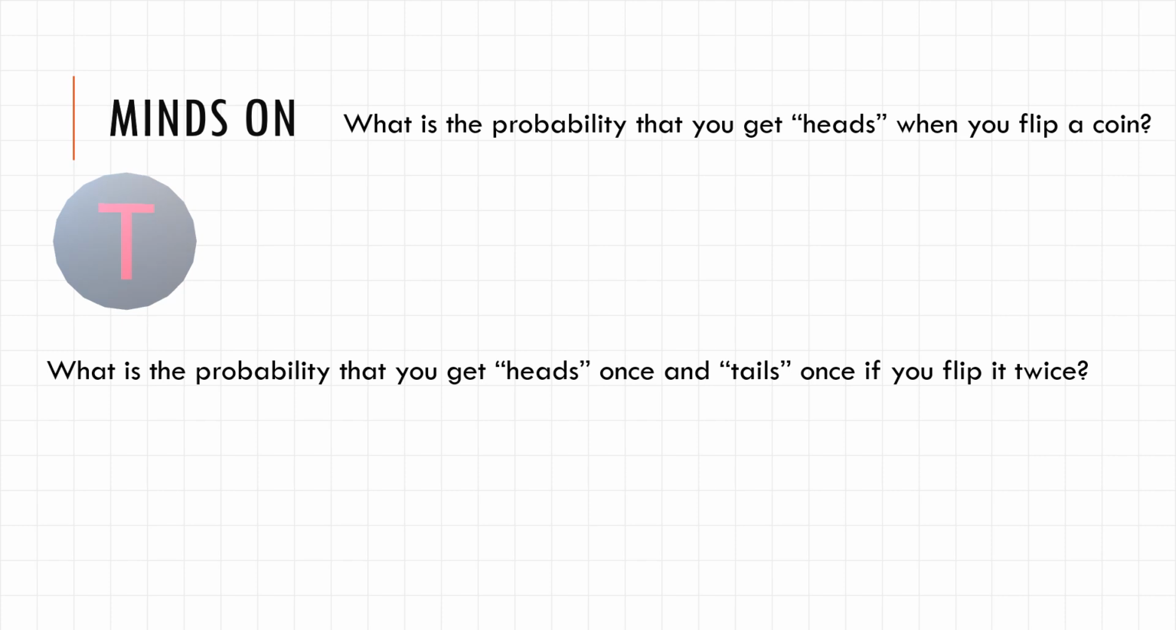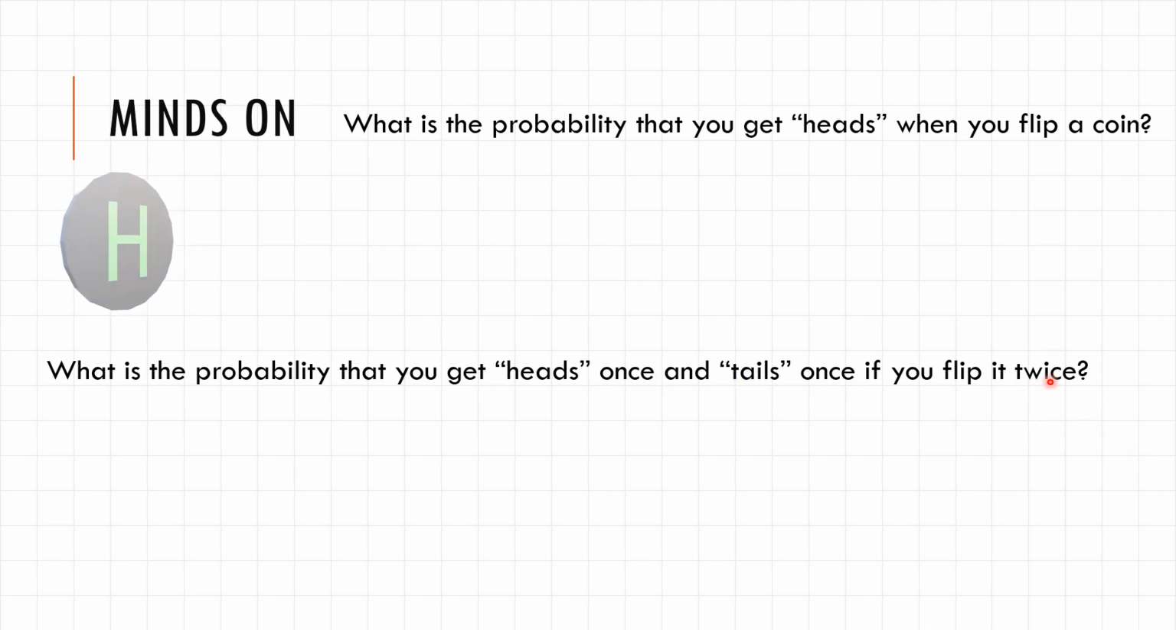So to start off, I'll ask you these two questions, and take 5 minutes here. You can go ahead and pause the video and think about these and see what your answers are. What is the probability that you get heads when you flip a coin? That one's kind of easy, but then the next one gets a little bit tougher. What is the probability that you get heads once and tails once if you take that same coin and you flip it twice?